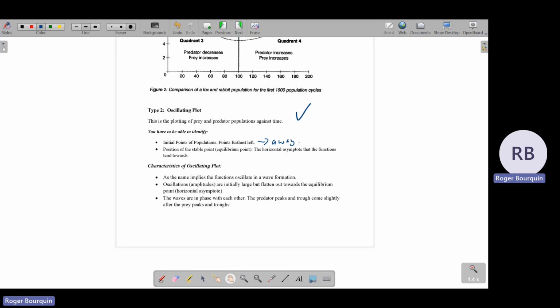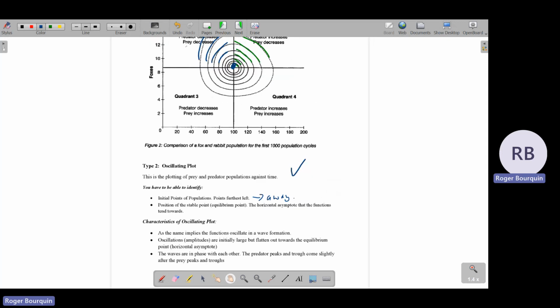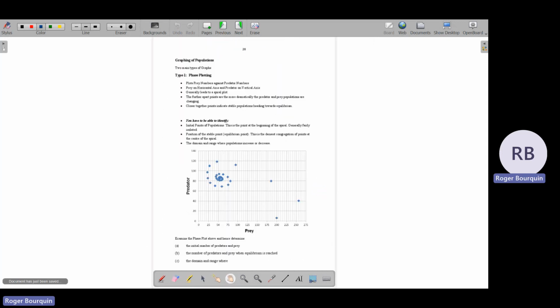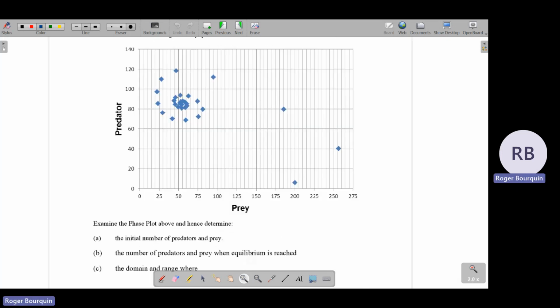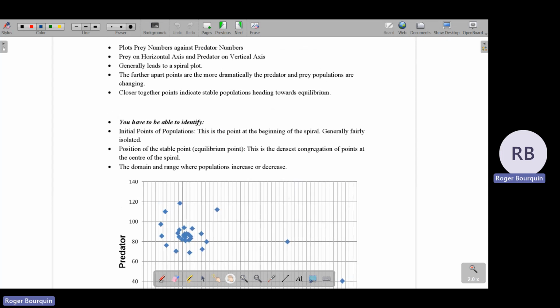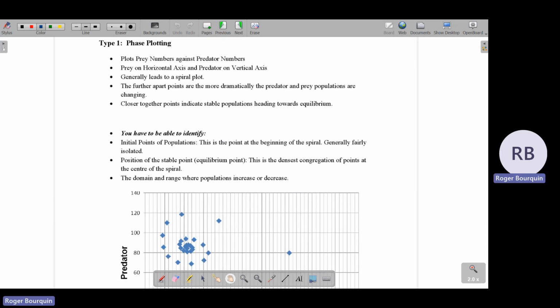Characteristics. Sorry, I'm speaking out of order. Previous, so this is your phase plot over here. Go back to the previous page, sorry. On the previous page, phase plots are generally used to show a spiral plot. Further, this is an important idea, please highlight that. Remember, it shouldn't be a continuous curve. The further apart the points are, the more dramatically the predator and prey populations are changing.